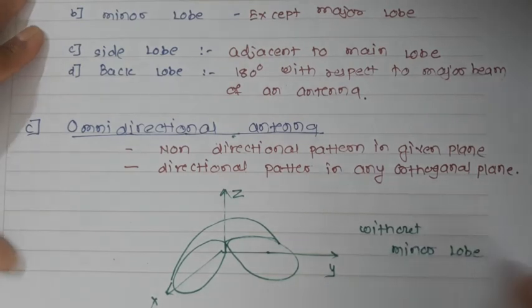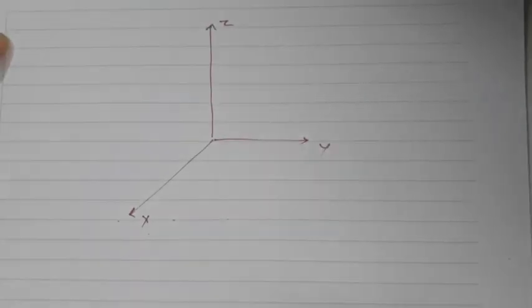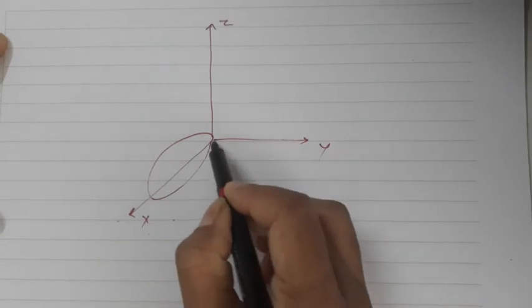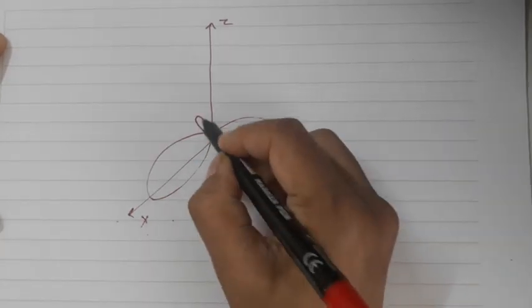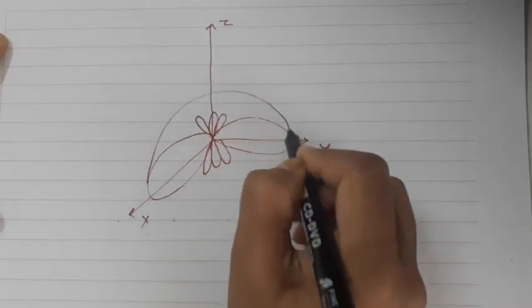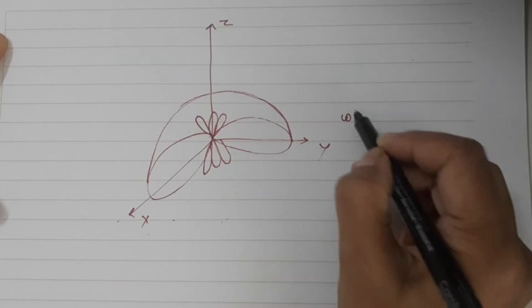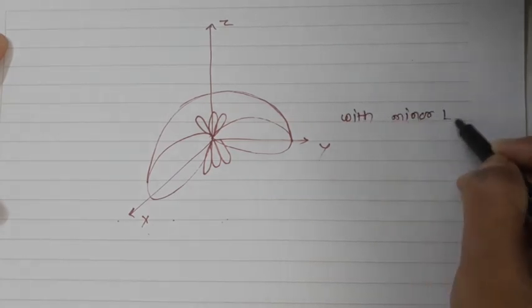If I want to draw the radiation pattern with the minor lobe for the same omnidirectional antenna, the presentation of the radiation pattern will be like this. Here you will have the Z axis, this will be the Y axis, and this will be the X axis, and here you have the major lobes like this, and you will have the minor lobes here like this. So I can say this is my omnidirectional antenna with the minor lobe.